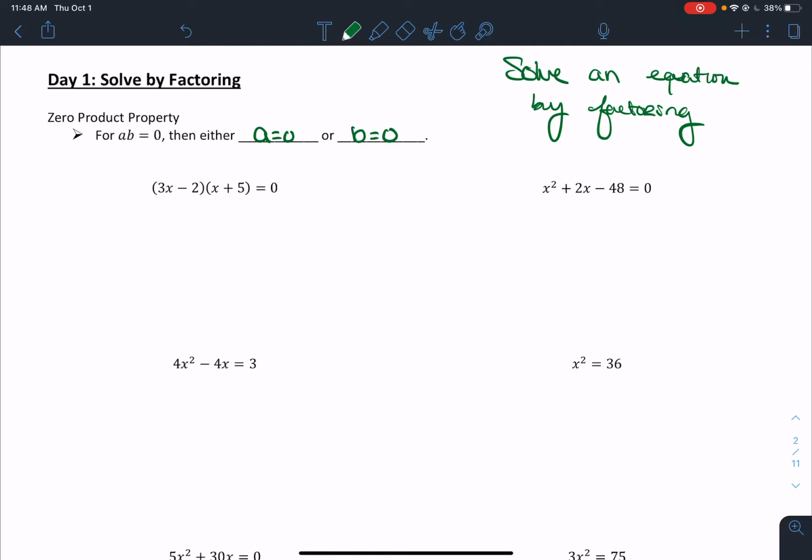So, for example, in this first one, I have 3x minus 2 times x plus 5, and that equals 0. So either 3x minus 2 equals 0 or x plus 5 equals 0. So 3x equals 2, x equals 2/3, or x equals negative 5.